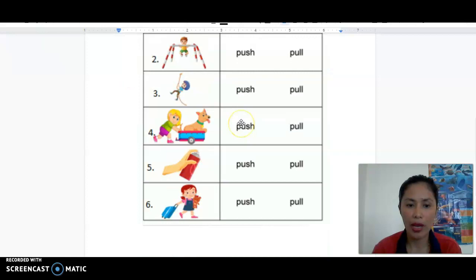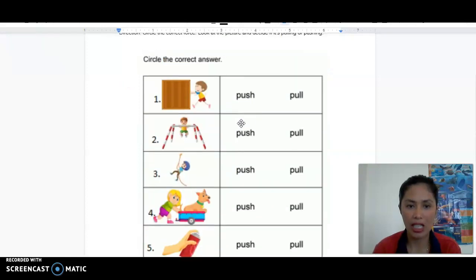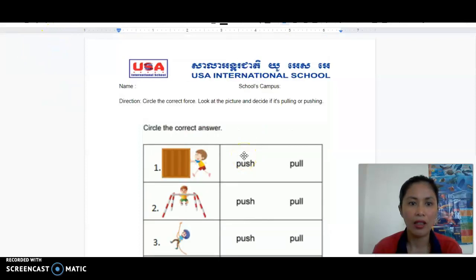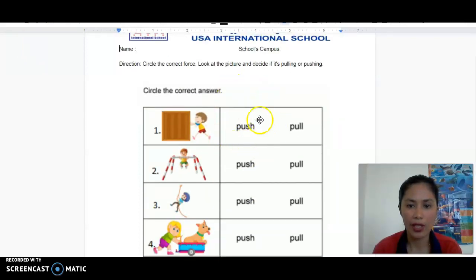All right, so here we have 6 questions or 6 pictures, and then we are going to circle. I don't know if I can add something, but I will just do like this, okay? Just for example, if the answer is this one. Okay, for number 1, the boy is pushing or pulling? Is it push or pull? The answer is push. So this is the answer, push.